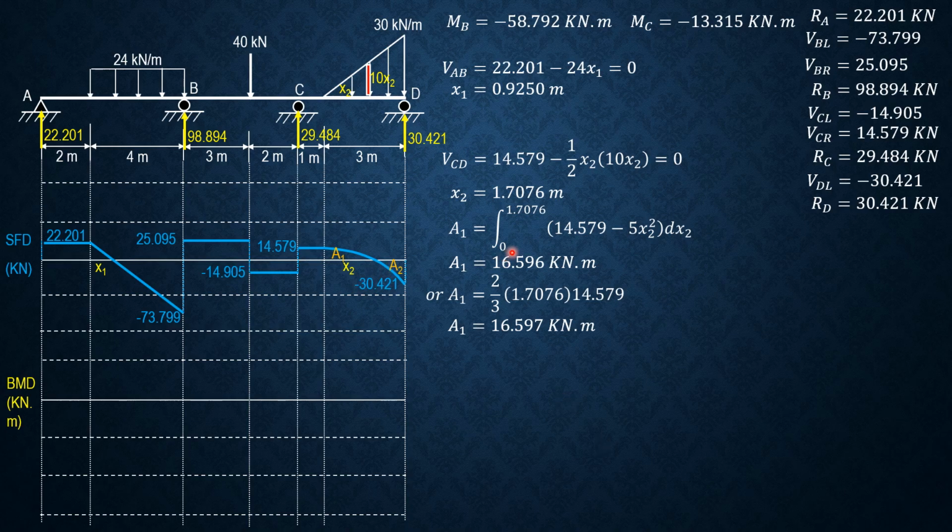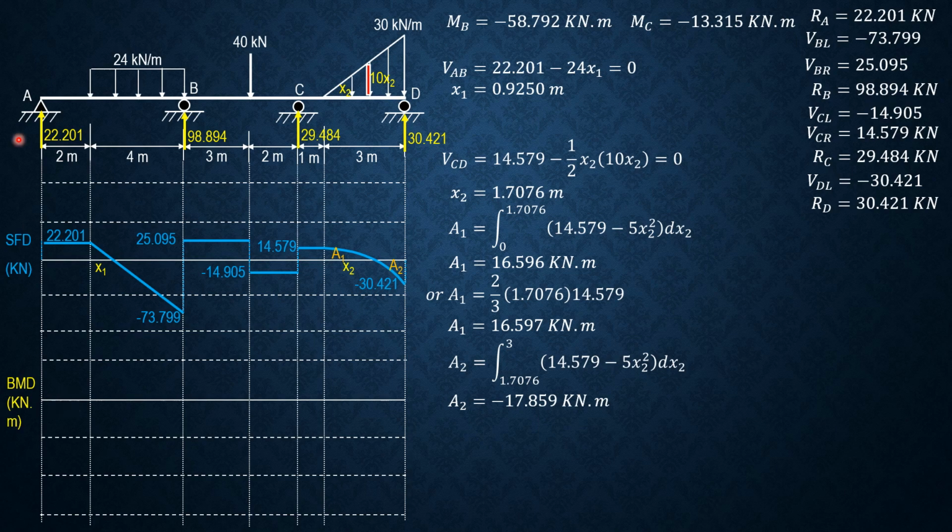Then area 2 is the same shear equation, same integral, except the limits 1.7076 to 3, because x2 begins with the 0 and not at C. So area 2 is the integral from 1.7076 to 3 of the same shear equation dx2. So area 2 is negative 17.859 kilonewton meter. So we then plot the bending moment diagram.